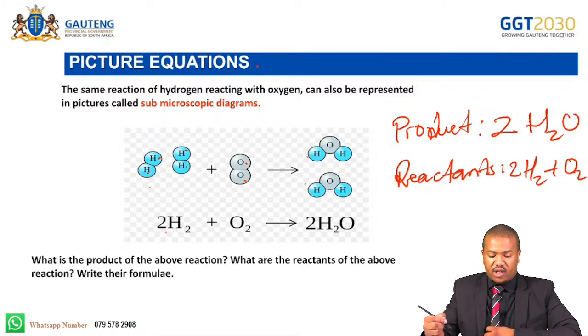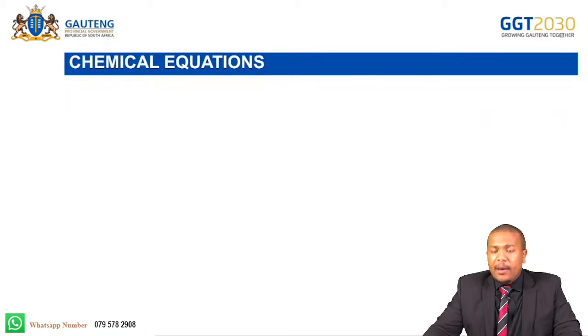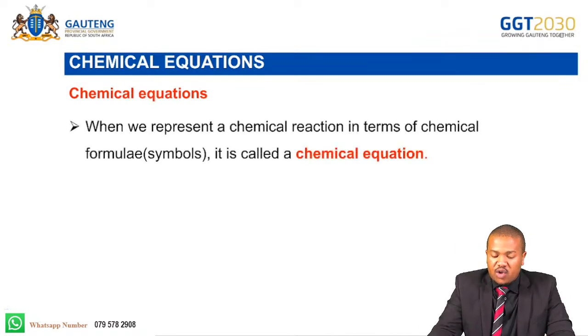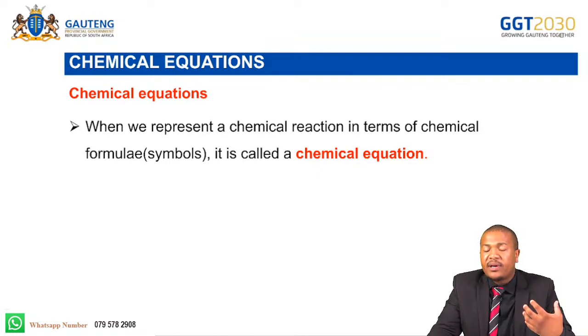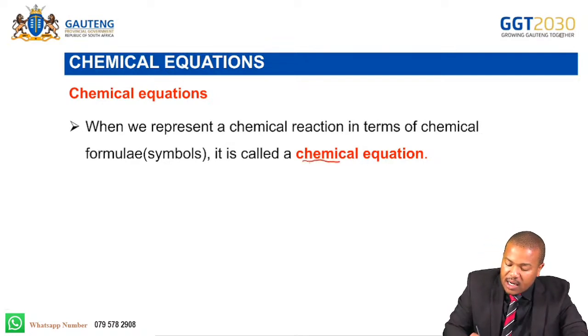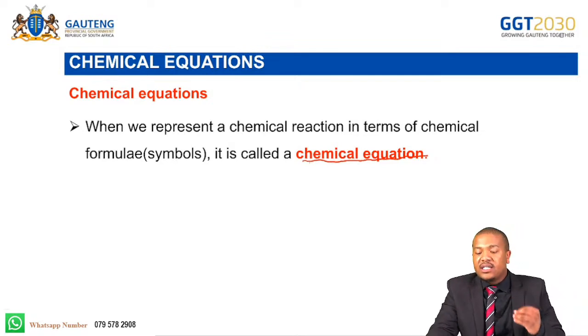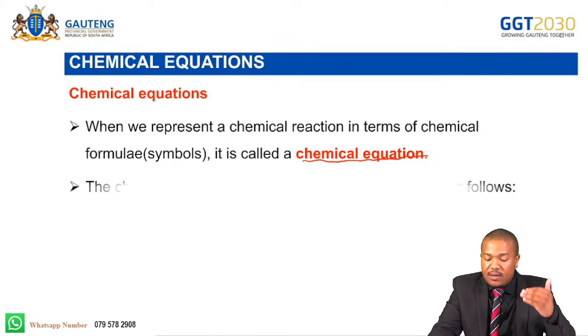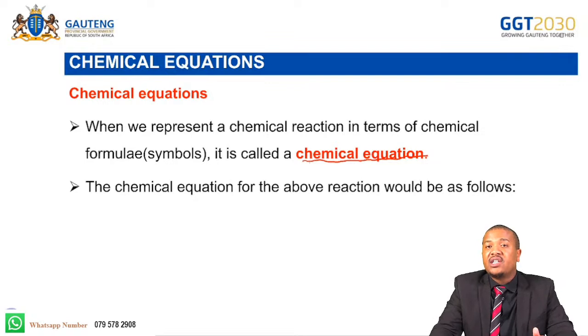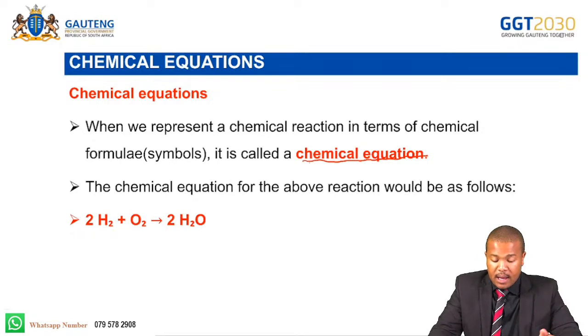So now let's dwell more into this lesson. Chemical equations. Now, chemical equations can be used as well to represent chemical reactions. So when we represent a chemical reaction in terms of chemical symbols, that's when we say it is a chemical equation. We use symbols to represent these equations. So the chemical equation for the above reaction, the reaction of hydrogen and oxygen, is as follows: 2H2 plus O2 to form 2H2O.